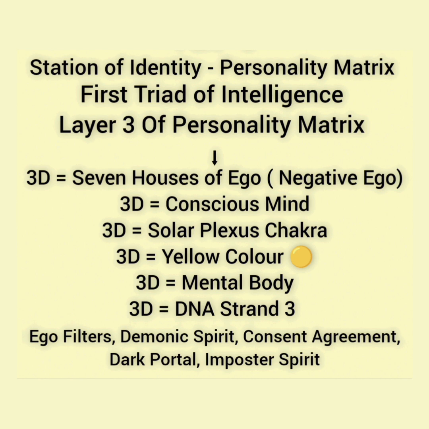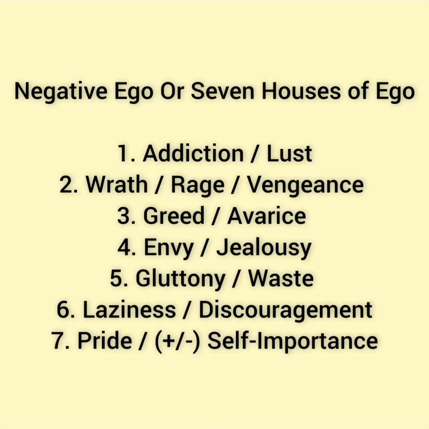We also got to know that there are 7 houses of ego, which are addiction and lust. Then the second one is gluttony and waste. The third one is greed and avarice. The fourth one is wrath, rage and vigilance. The fifth one is envy and jealousy. The sixth one is pride and positive and negative self-importance. And the seventh one is laziness and discouragement. So in that video we got to know these things.